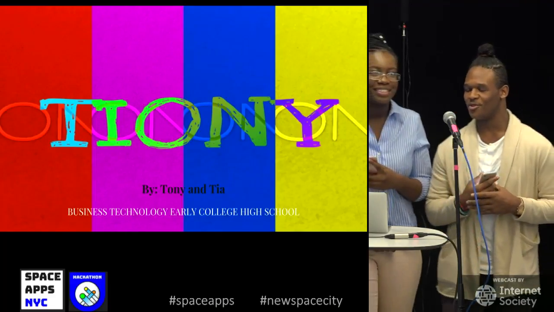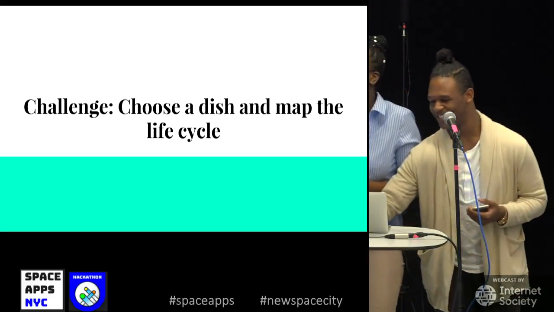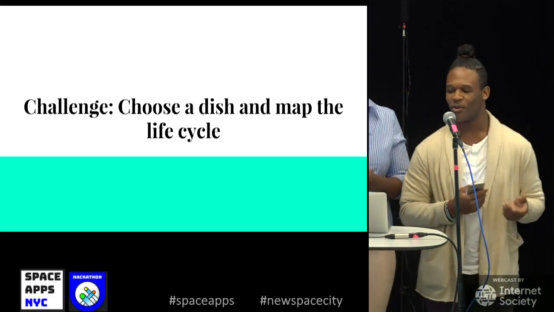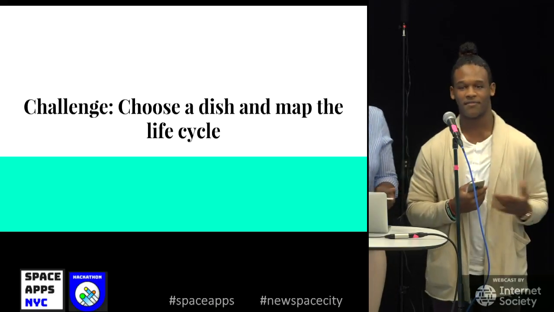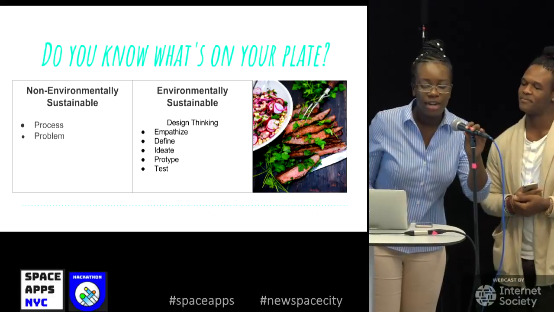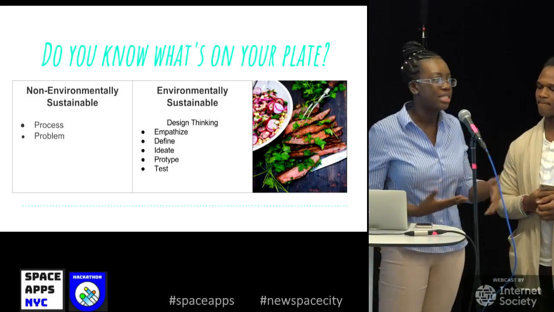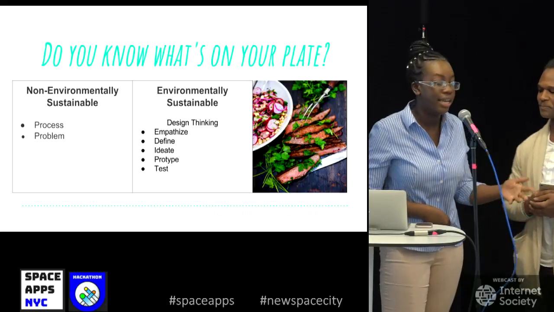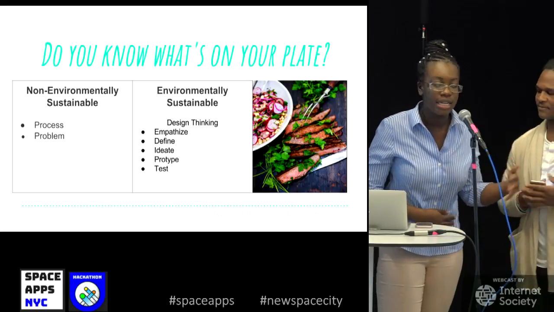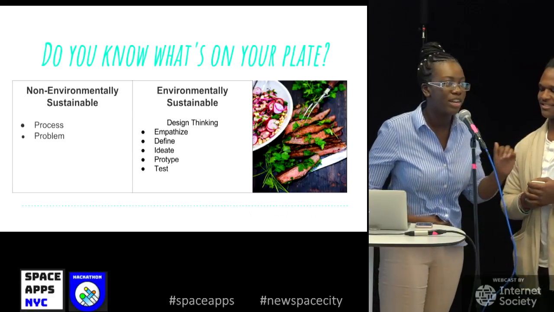Okay. Hello, my name is Tony. And my name is Tia. And we are the Tioni team. The challenge we chose today was to choose a dish and map the life cycle of it. So we did a before and after. The before was the non-environmentally sustainable. So we looked through the process and the problem, and then we did design thinking to create an environmentally sustainable dish. And the dish we chose was flank steak with corn and radish salad.